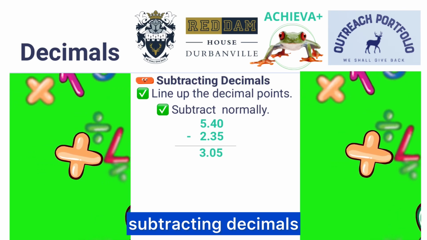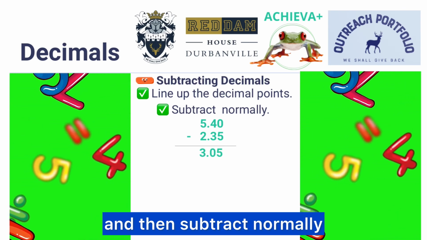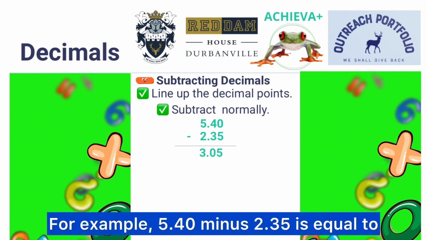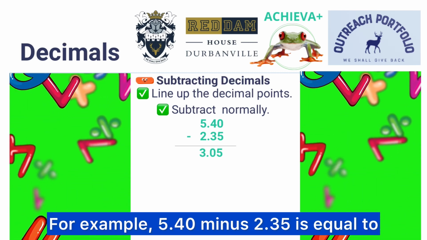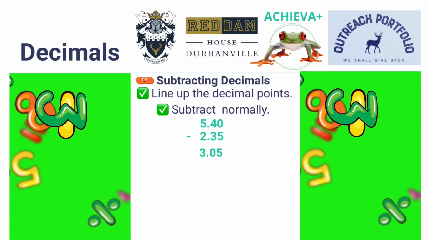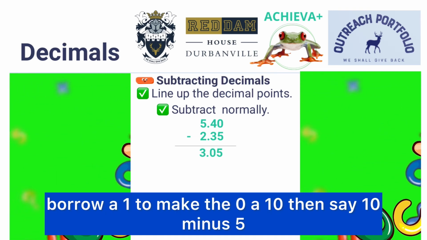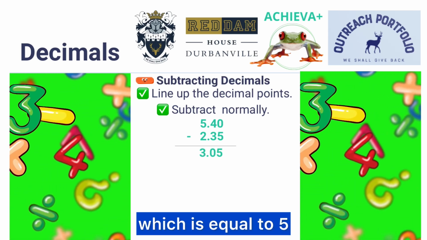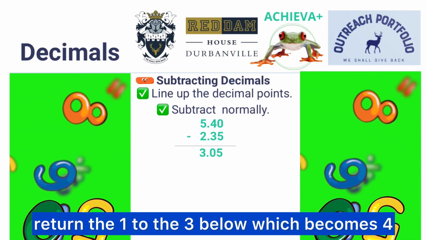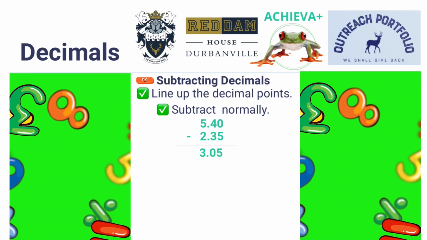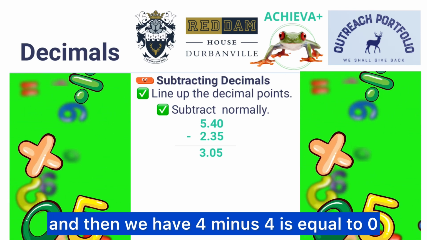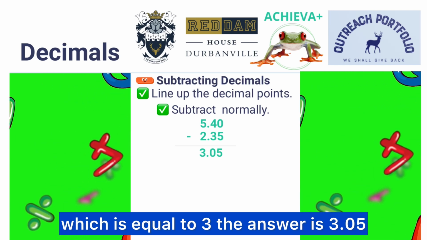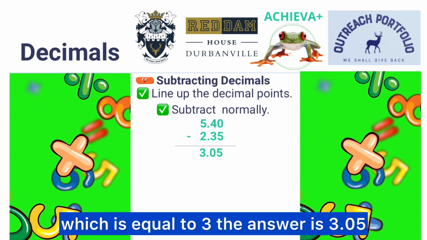Subtracting decimals. Line up the decimal points and then subtract normally. For example, 5.40 minus 2.35 is equal to, borrow a 1 to make the 0 a 10, then say 10 minus 5, which is equal to 5. Return the 1 to the 3 below, which becomes 4. And then we have 4 minus 4 is equal to 0. Then we have 5 minus 2, which is equal to 3. The answer is 3.05.